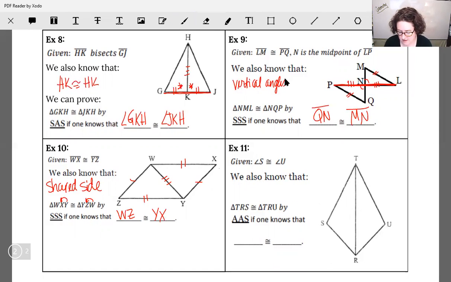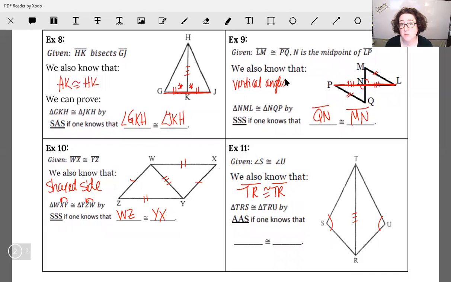And then number 11, they told us that angle S and angle U are congruent. What else do we know? Shared side in the middle. So we also know our shared side, in other words, TR is congruent to TR. They're asking us to prove this by AAS, angle, angle, side. So what extra info would we need? We need another set of angles.